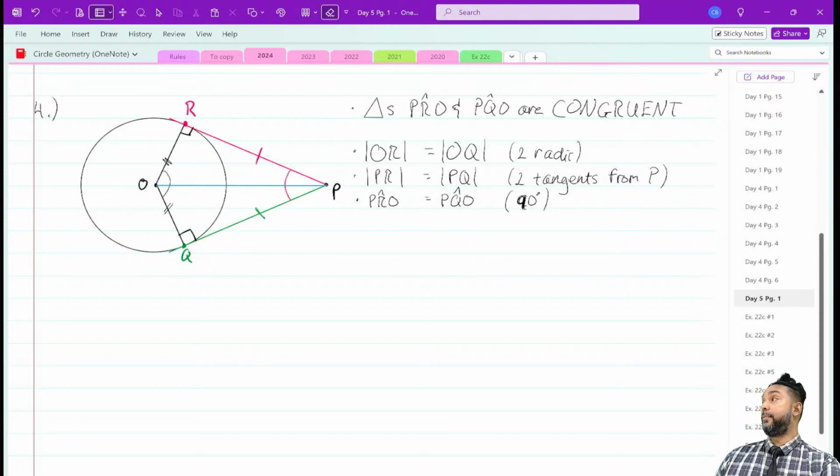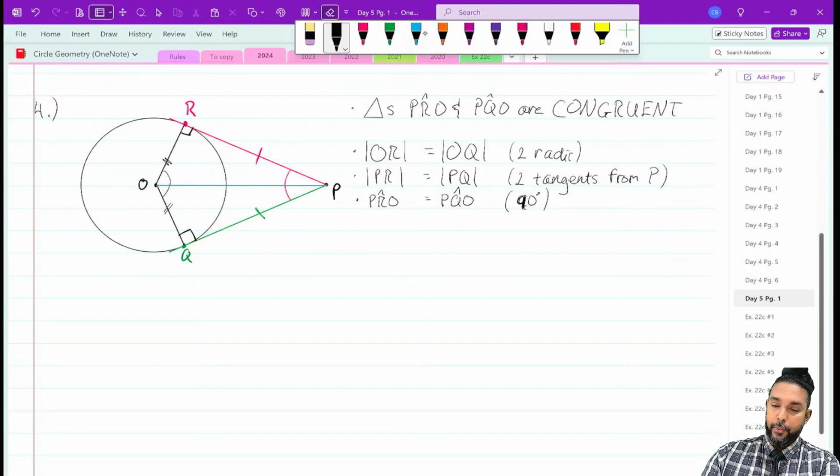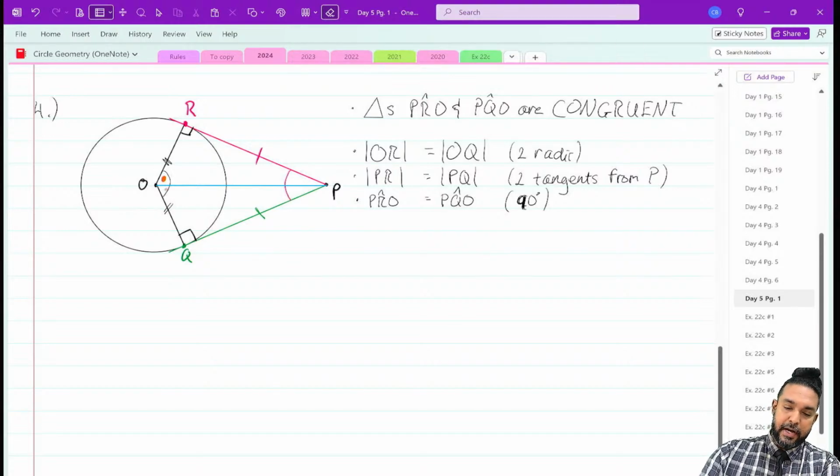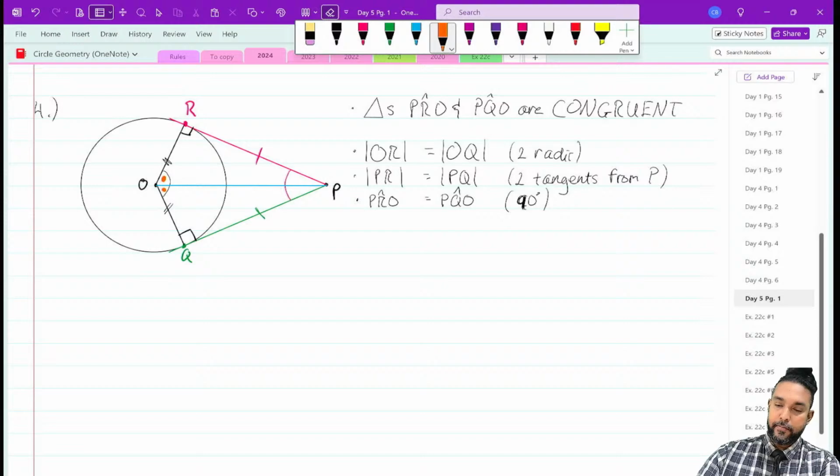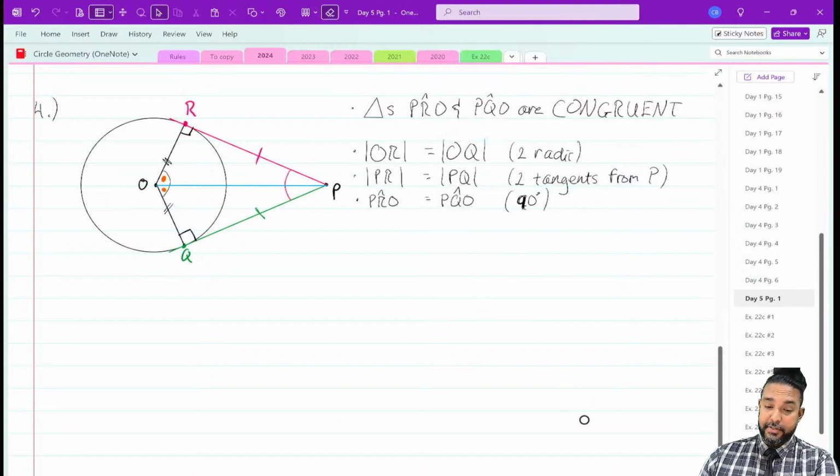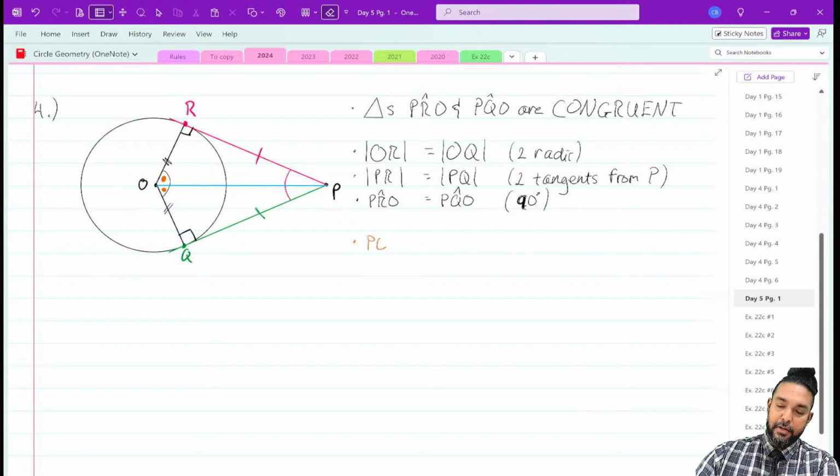Now, we have a couple other things to put here. We could say that these two angles with the orange dots are equal, which you could see as POR. So we could say additionally, angle POR is equal to angle POQ.